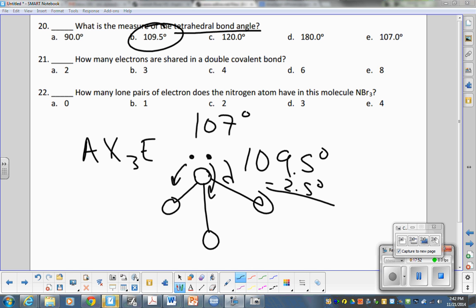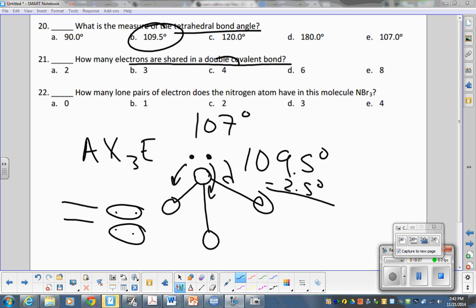How many electrons are shared in a double covalent bond? In a double covalent bond, it looks like this. Remember, lines just represent how many electrons are shared. It would be a total of 4. So a double bond shares 4, a triple bond shares 6, a single bond shares 2.